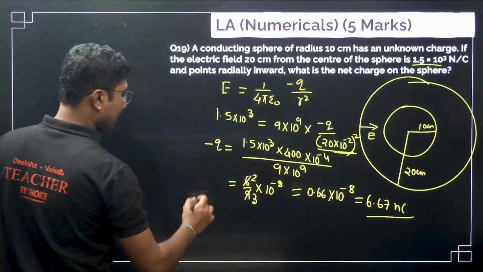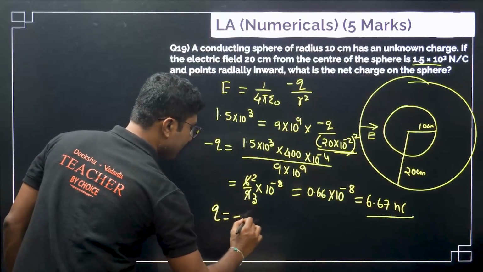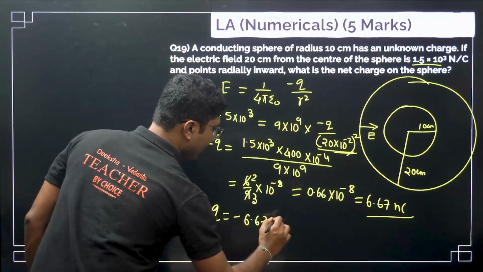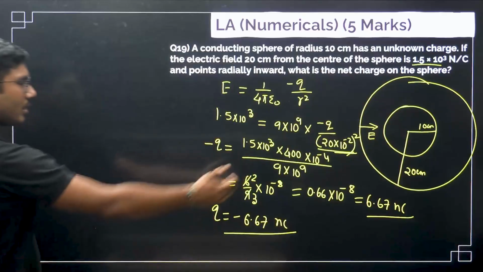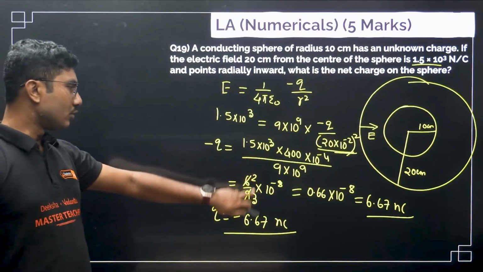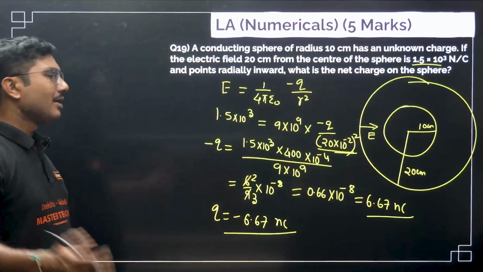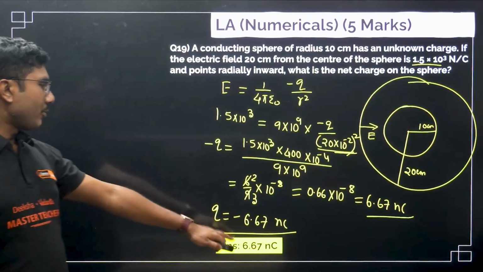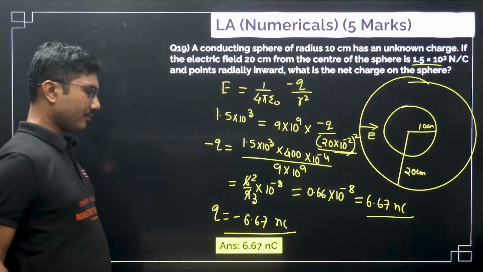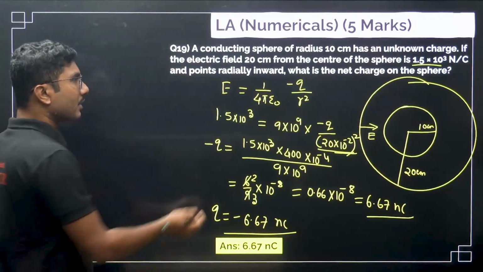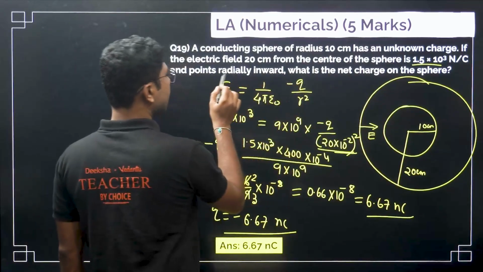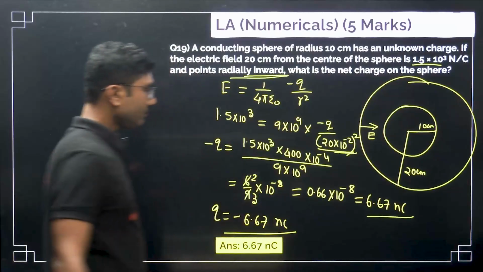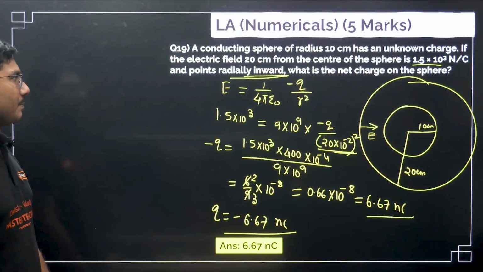So Q will be minus 6.67 nanocoulomb. You can use a simple basic calculator and calculate it. 2 by 3 means 0.666 or 0.667. So it will be 6.67 nanocoulomb, and it will be negative. It will be negative because the electric field is radially inward. So don't miss the negative sign.